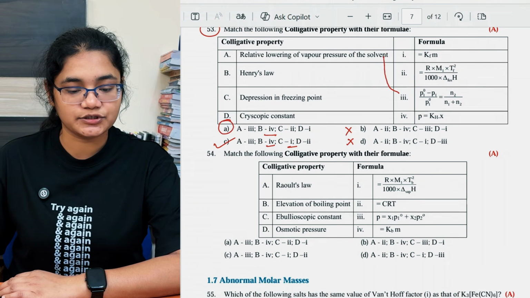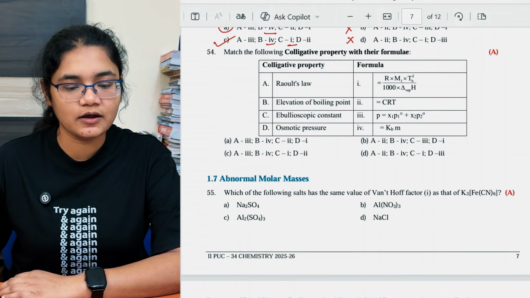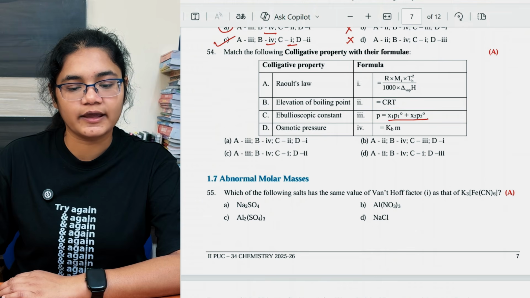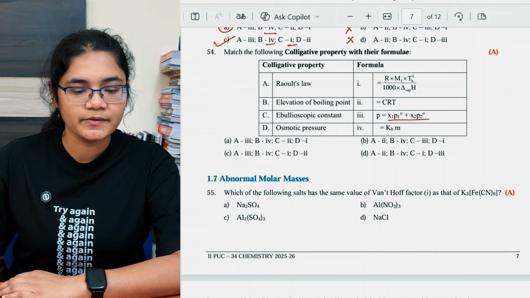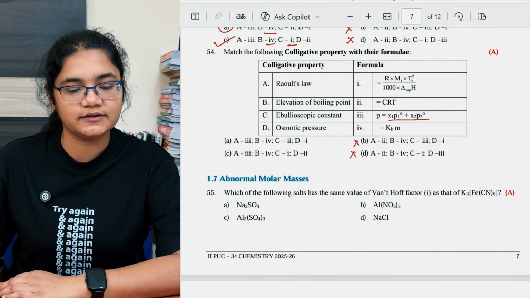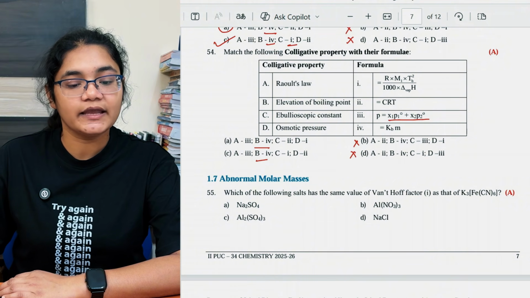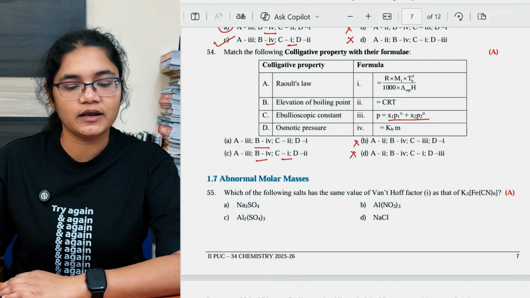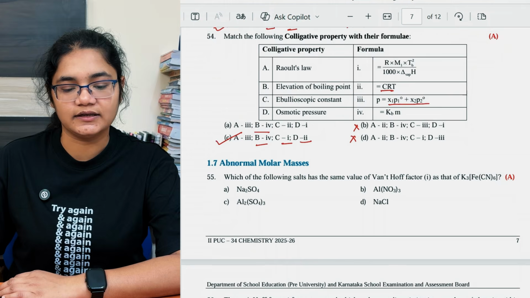Okay, next question number 54, a similar question here. Raoult's law is equal to this one, that is the total pressure. So A will be 3, I can eliminate these two options. Elevation in boiling point, Kb m, so B will be 4. Ebullioscopic constant, C will be 1, and osmotic pressure, CRT, D is equal to 2. So option number C here.